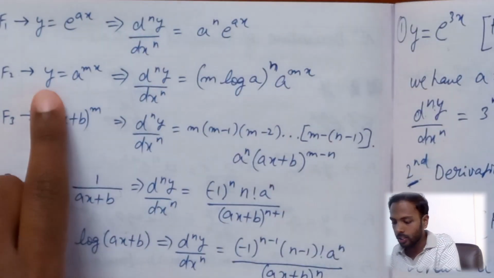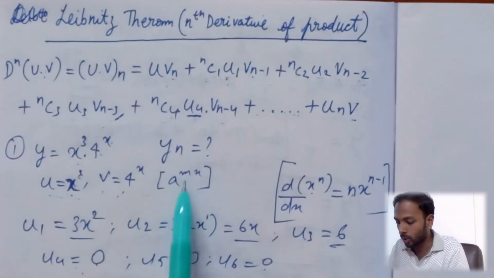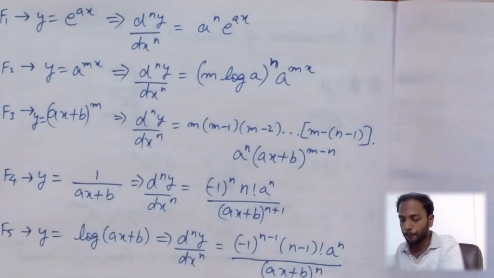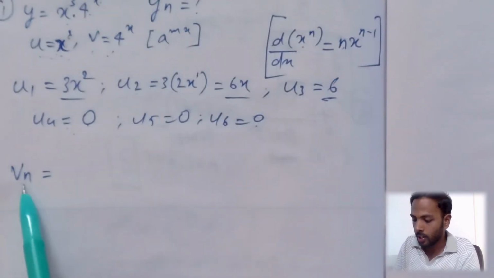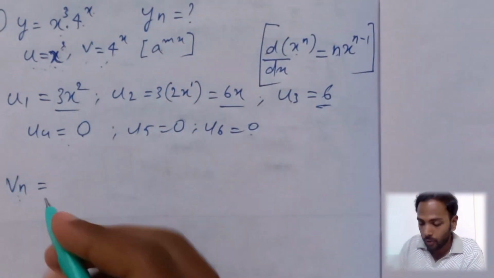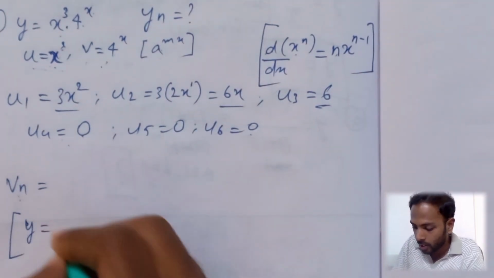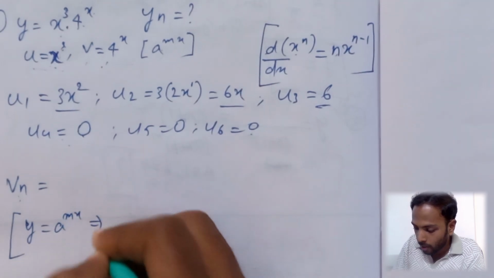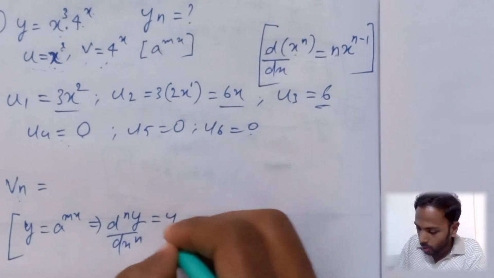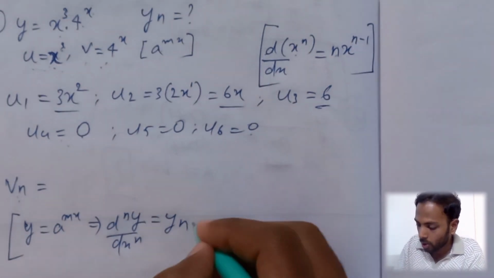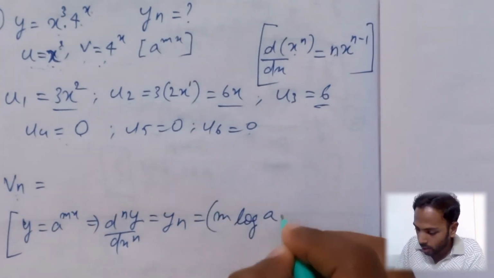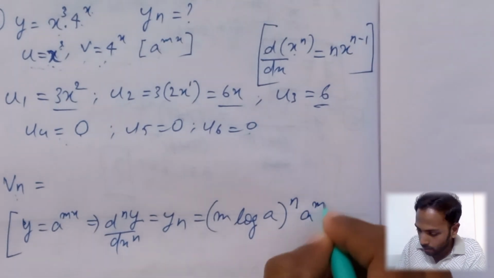So the formula is, when y is equal to a power mx, this is the nth derivative. So vn is nothing but the nth derivative of v. v is in the form of a power mx. So let's apply the formula here. The formula says that if y is equal to a power mx, then the nth derivative, you can denote it like this or like this, not a problem, is given by m into log a to the power n, a power mx.